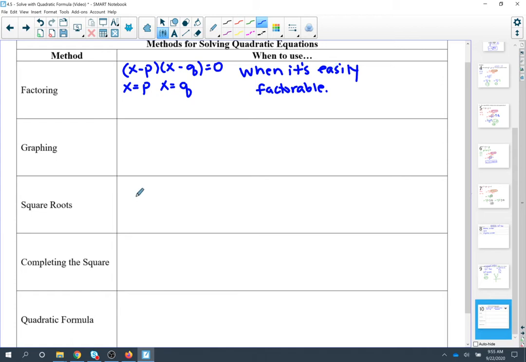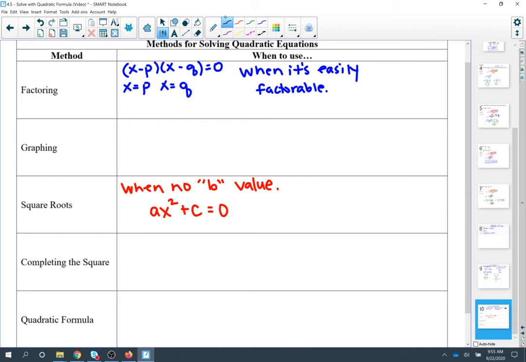Now, I'm going to jump down to square roots. Square roots, when there is no b value. So your equation is going to have to be ax squared plus c equals 0, because you would subtract the c, divide by whatever a is, then take a square root. If there's a b value in there, that's not going to work.